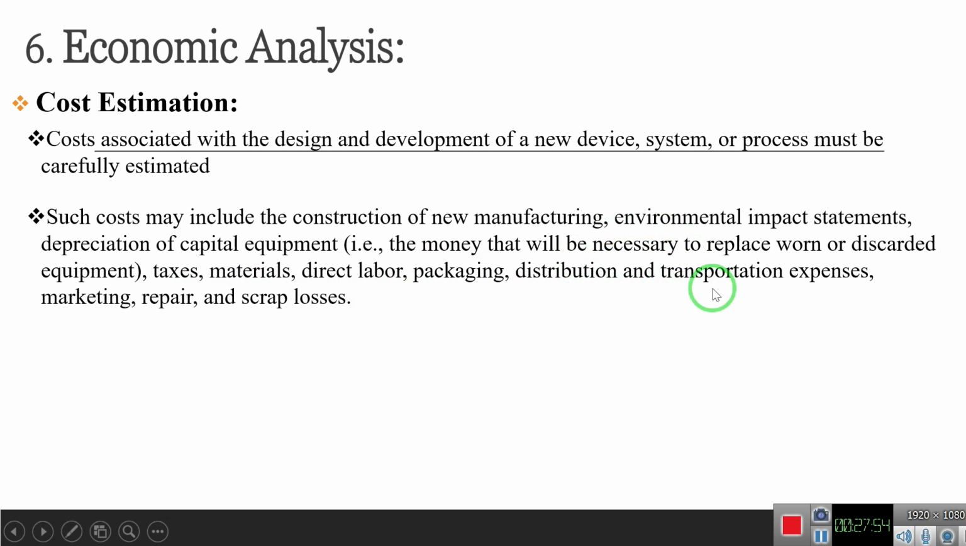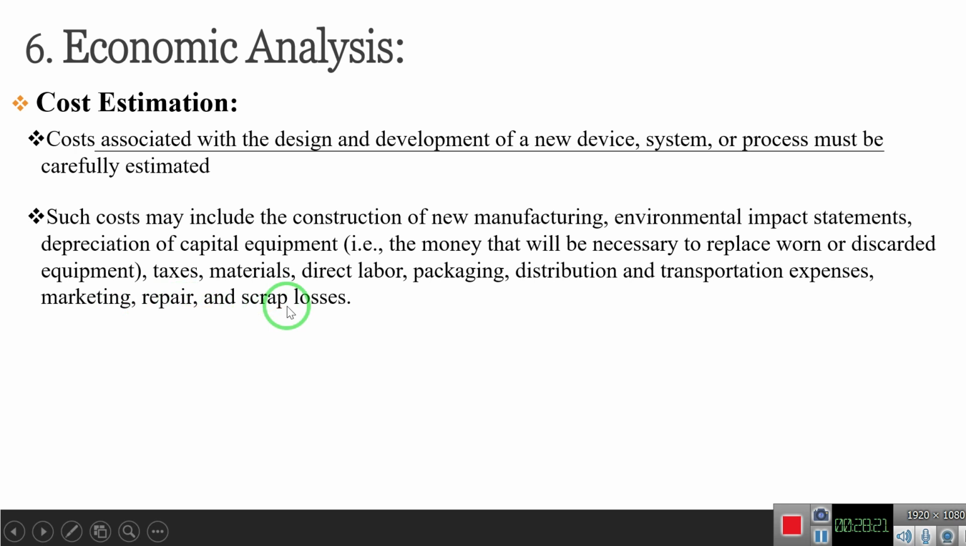And transportation expenses. Marketing, marketing is a big challenge nowadays, because you design a good product, but if the marketing is not done properly, it will not sell. You have to say something about that product, that my product has so many features, so many things it can accomplish. We have to compare with other models. So that's called marketing. Repair, sometimes in future repairs will come.